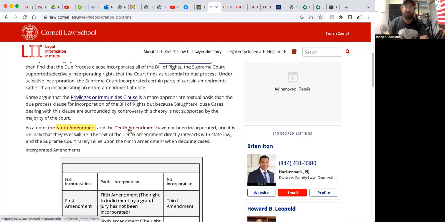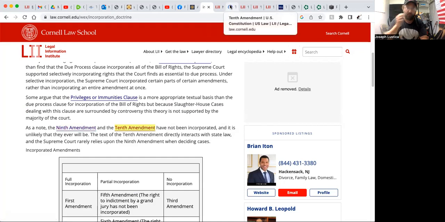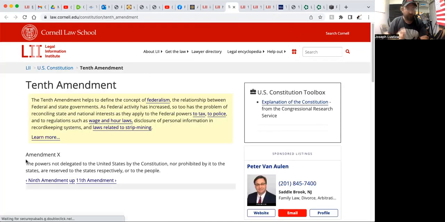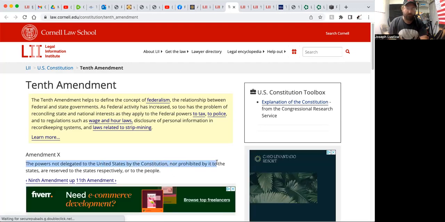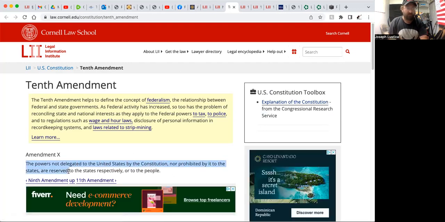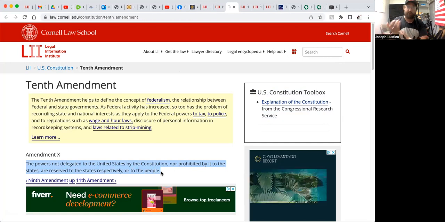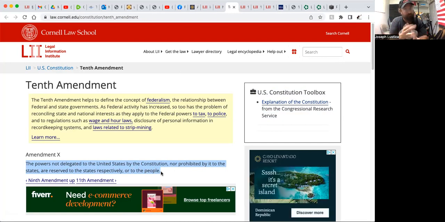The 10th Amendment, which I think some people are more familiar with. So I'm going to show you this one. The power not delegated to the United States by the Constitution, nor prohibited by it to the states, are reserved to the states respectively or to the people. Okay, so again, it talks about states' rights and people's rights. Okay, the rights of the people. Okay, the right of the state.